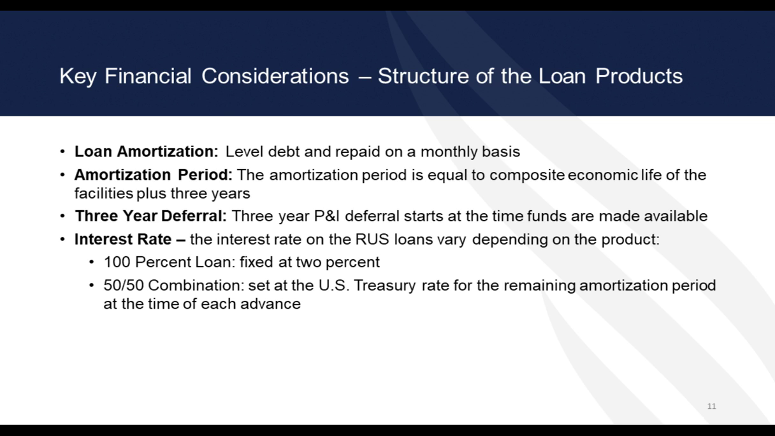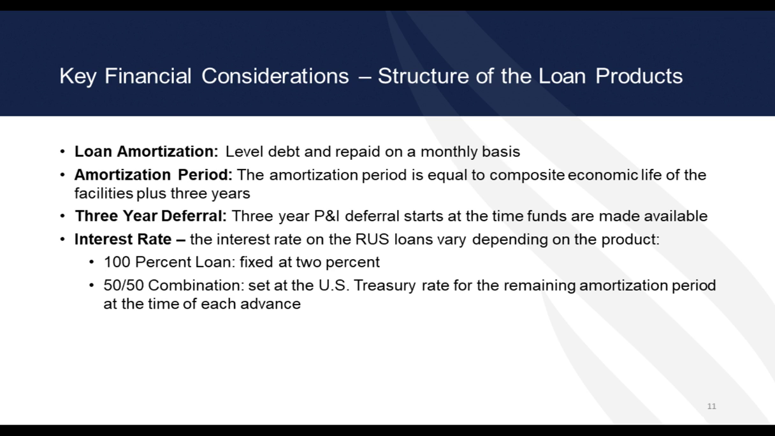Additionally, this slide provides a few considerations about the financing products offered under the ReConnect program. In terms of the structure of the loan products, the loan amortization profile is level debt and repaid on a monthly basis. The amortization period is set to the composite economic life of project assets to be financed, rounded to the nearest whole year. There is a 3-year principal and interest deferral that starts at the time funds are made available.